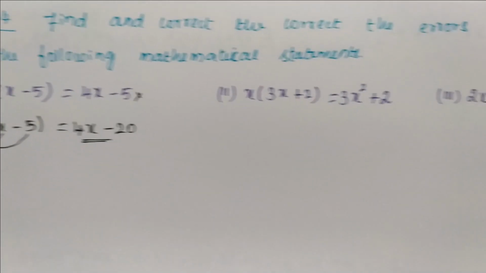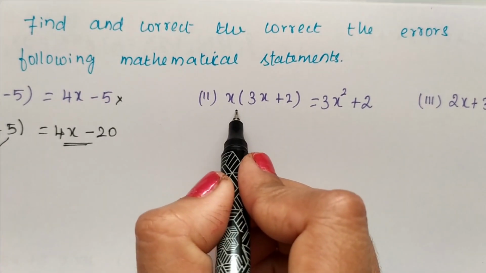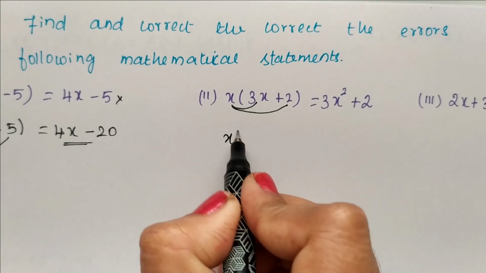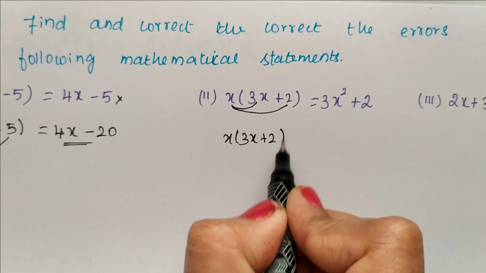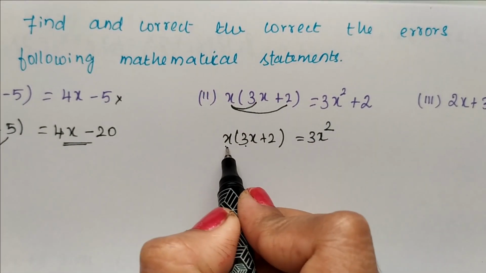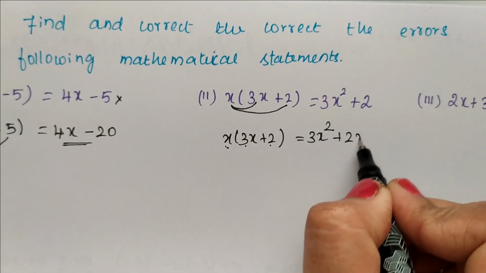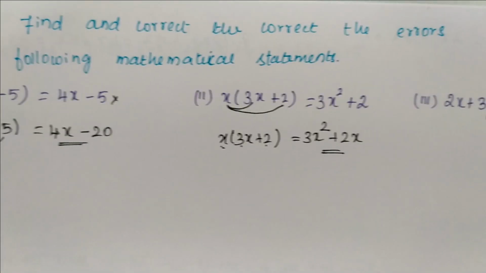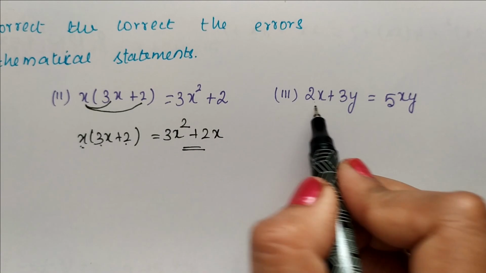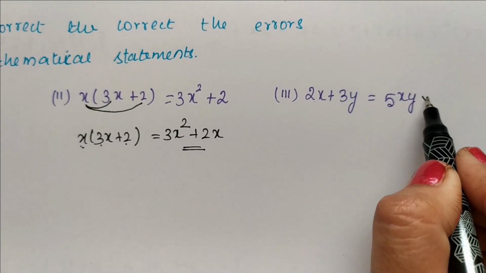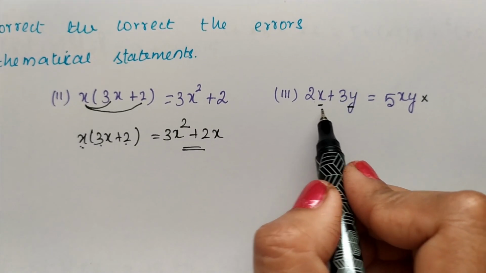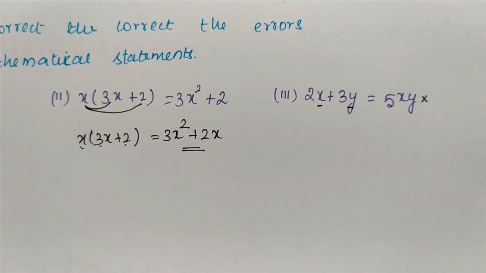And second, we have to multiply x with 3x plus 2. So x into 3x plus 2 is equal to x into 3x is 3x squared and 2 into x is 2x. This is the correct answer. Next one, 2x plus 3y is 5xy. So this is wrong because here we have different variables. So we can add only the same terms.